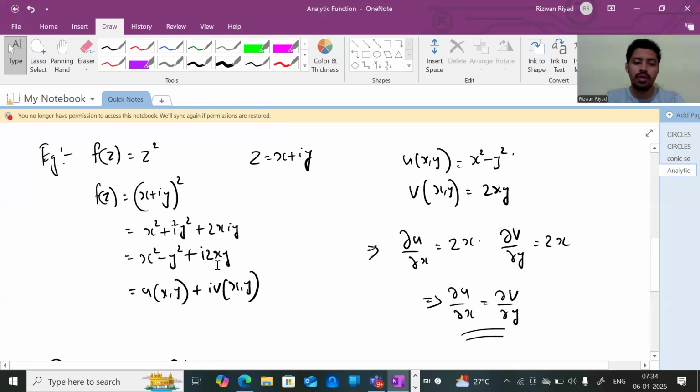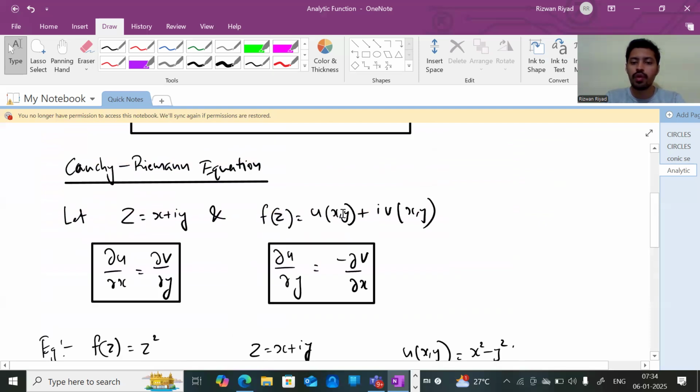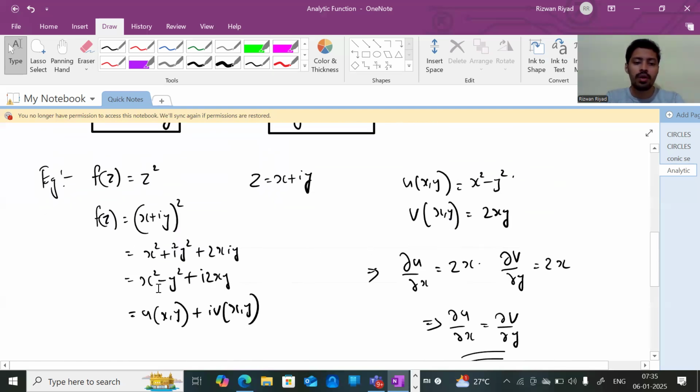Now we got u of xy and v of xy for f of z. This is the standard form of our f of z, that is f of z equal to u of xy plus i v of xy. We have reached that form. This x square minus y square will be our u of xy, and the coefficient of i, 2xy, is our v of xy. So that's what you can see here: u of xy equal to x square minus y square, and v of xy equal to 2xy.